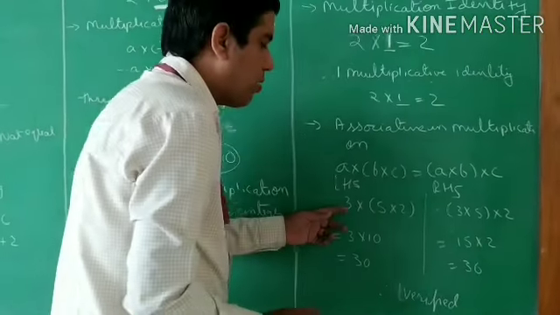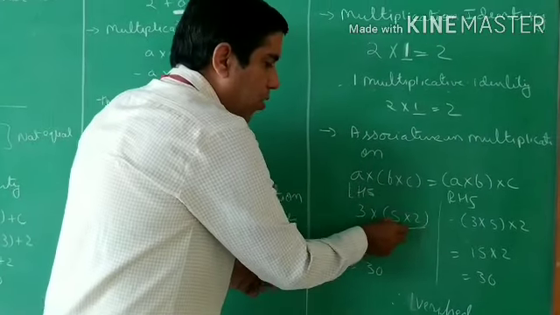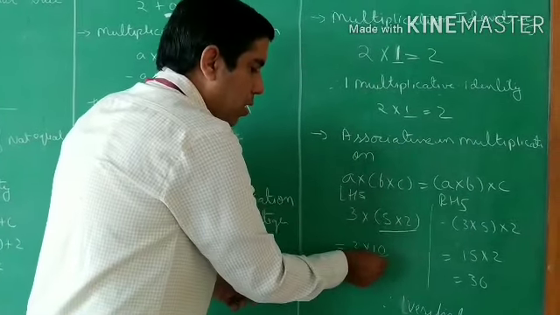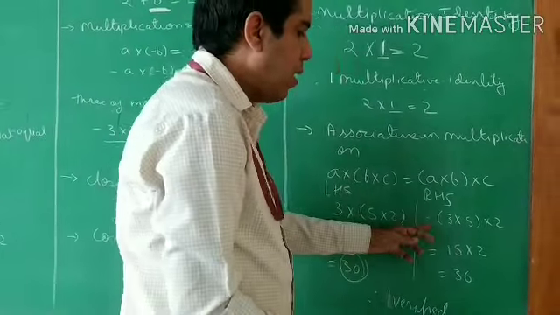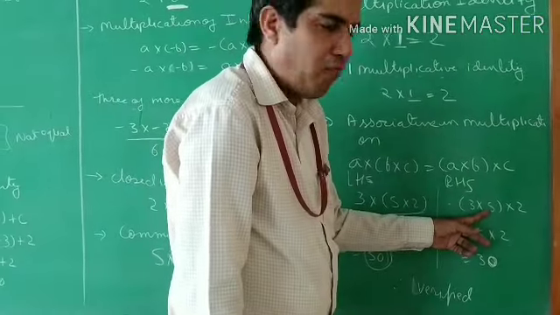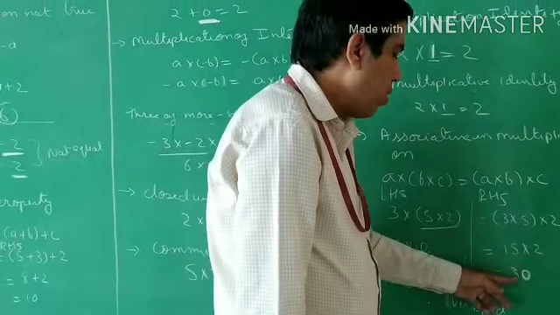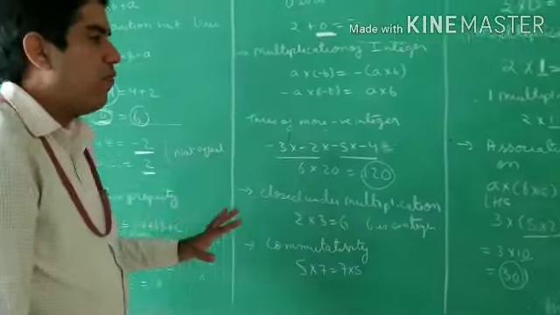On the LHS, it is 3 multiplied by (5 multiplied by 2). First we will solve the bracket. 5 into 2 is 10, I wrote here 10. 3 into 10 is 30, so 30 is the answer here. On this side, the answer is also 30. You can see 3 into 5 is 15, and 15 multiplied by 2, the answer is 30. Hence it is verified.